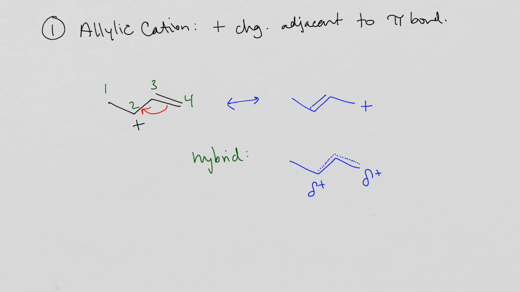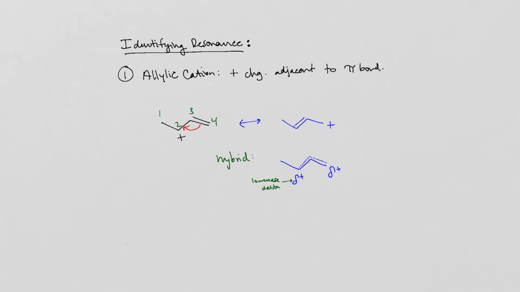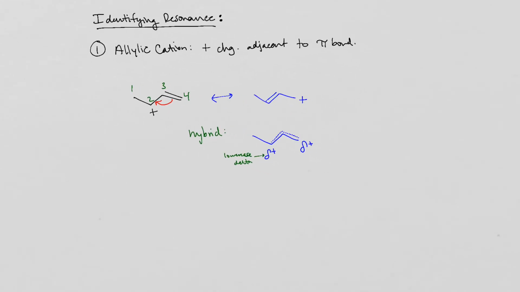And this is a relatively simple resonance hybrid. We show partial charges, by the way. This is a lowercase delta, so Greek letter delta, meaning change in partial charge, though. So that is an allylic cation.